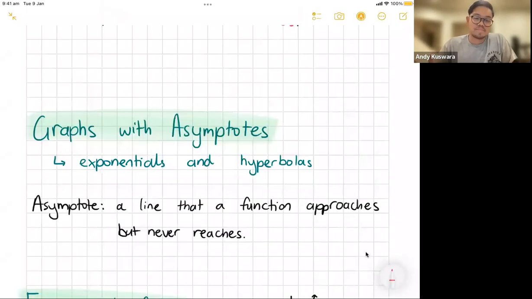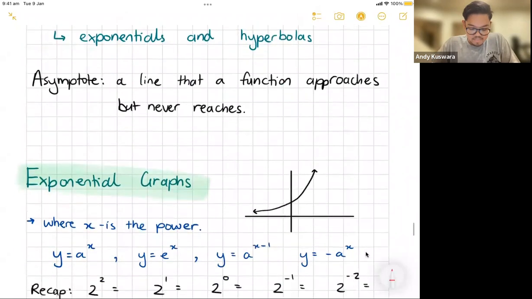We're talking about graphs with asymptotes. There's two main graphs that we're going to talk about. One of them is an exponential. The other one is a hyperbola. First of all, what is an asymptote? It is simply a line that a function approaches, but it never reaches. Okay, I'll show you what they look like.